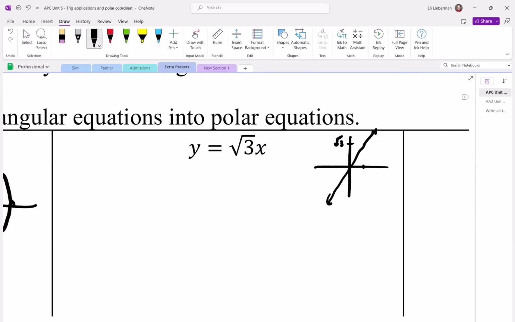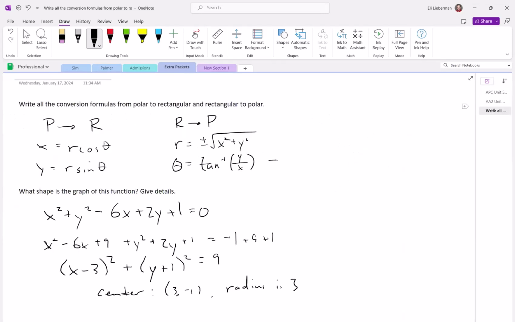Okay, but again, the question is asking us to change this to polar equations. I'm going to be a little bit sneaky here and divide both sides by x. y over x equals root 3. And again, if we go back to our equations here, right before this, it was actually tangent of theta equals y over x. Hope you remember that. Everything comes from this relationship between r, theta, x, and y. So tangent of theta equals y over x.